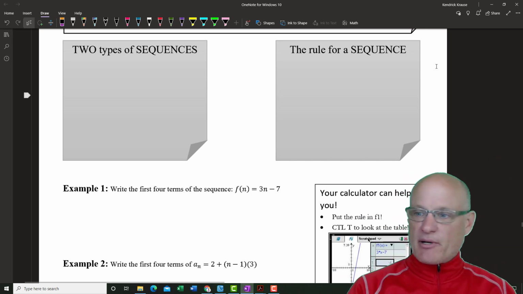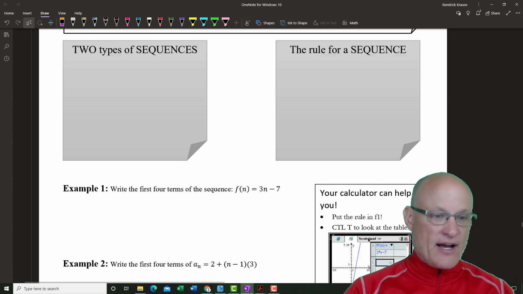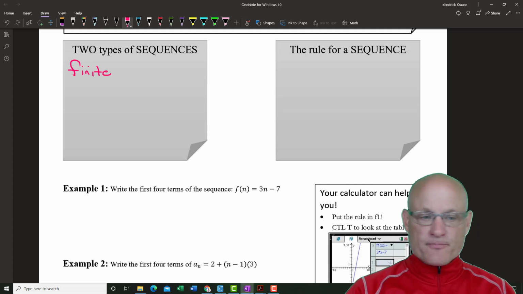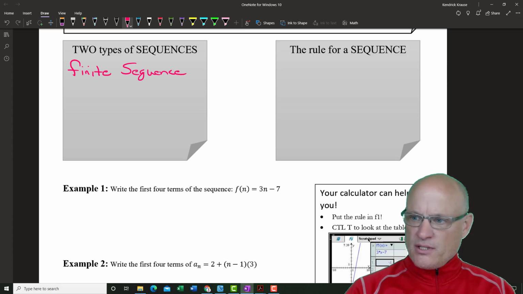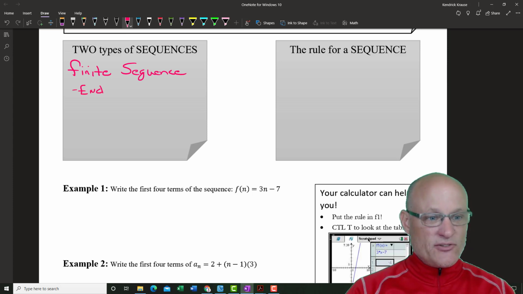All right. So we're going to talk about 2 different kinds of sequences. We got a finite sequence. And this just ends. It's a sequence that ends. It has a first and last number. Okay? Or we have an infinite sequence.